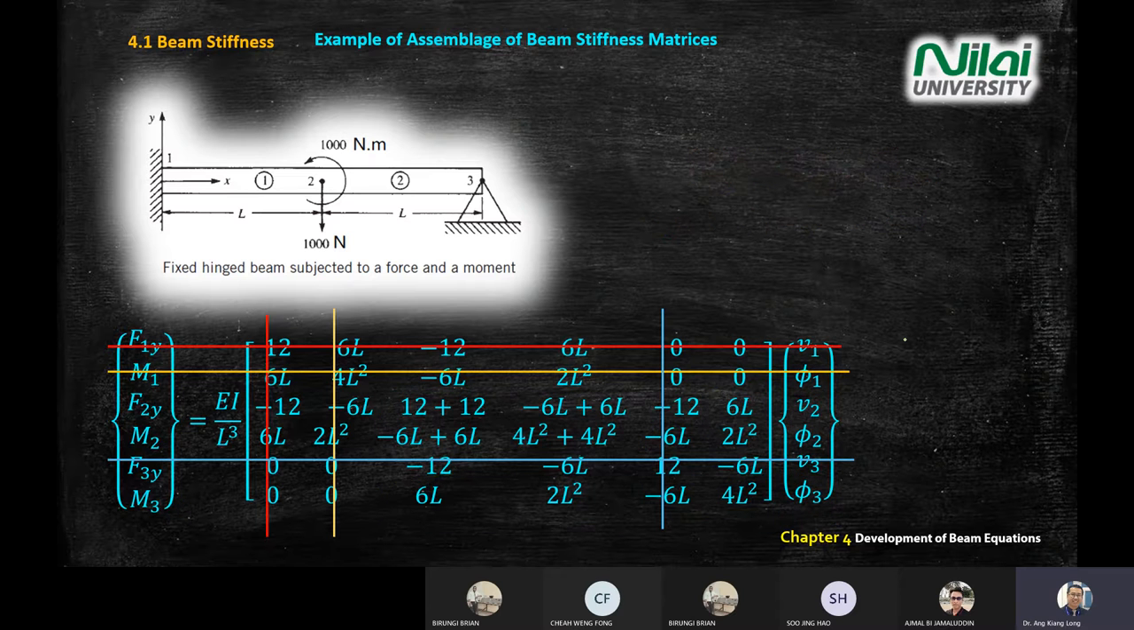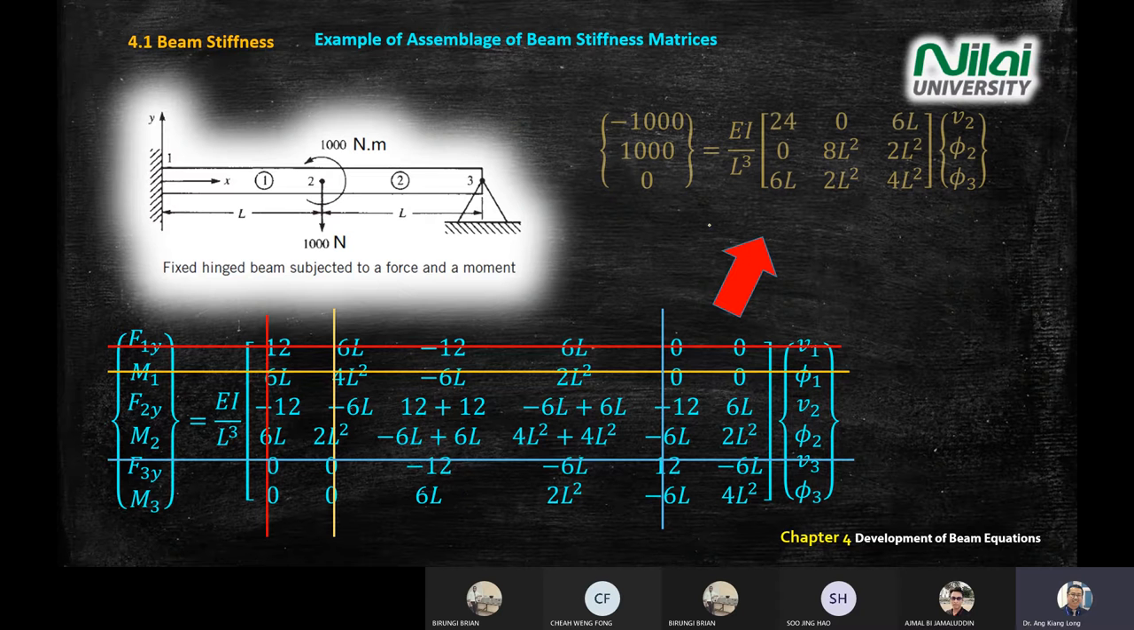Okay. Next, you're going to extract the remaining number into a new matrix here. So F2Y, you write negative 10,000. I already asked this question to one of you. I think Sue answering, right? Sue or answering. Chia, yeah. So you should understand why negative 1,000 there. And then M2, why there's 1,000 M2 there, and why is this positive? This one, I think Ashmal answering in the beginning. Why this one positive? Okay.